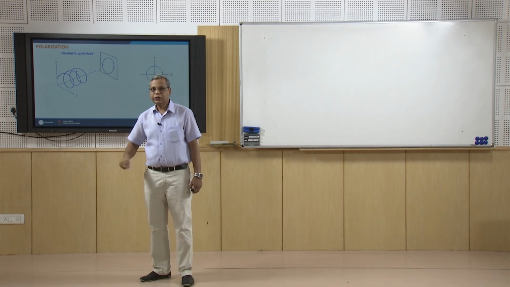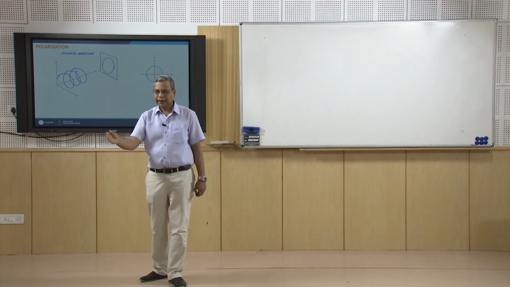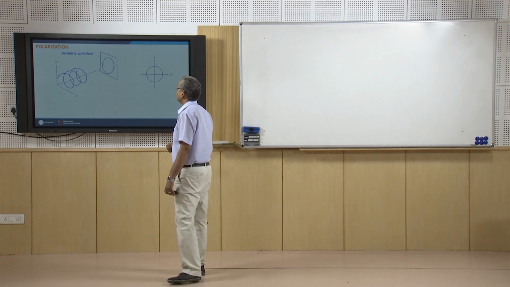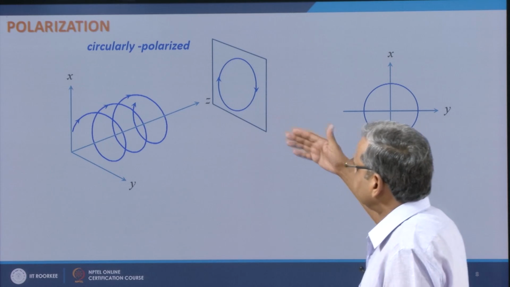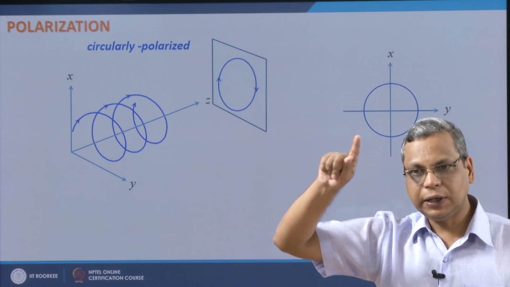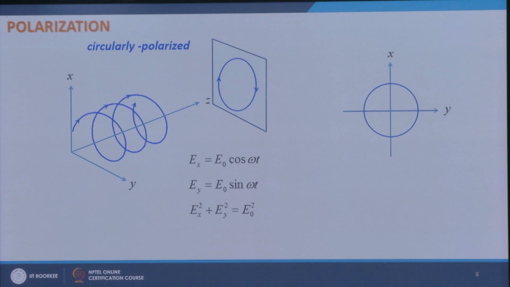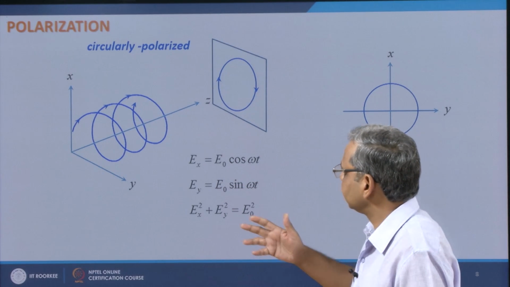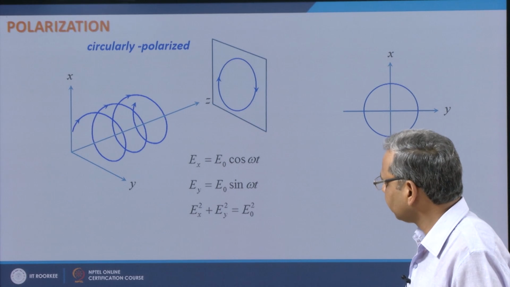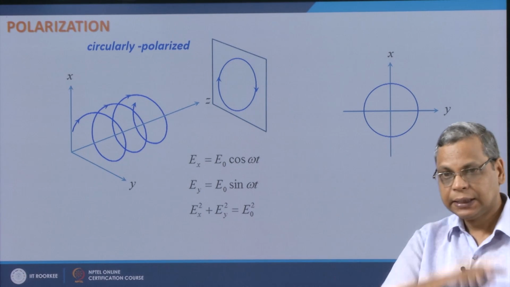I have another possibility. I can shake the string like this. Again, the movement of my hand is confined to xy plane, and I am shaking the string like this, and I generate a wave like this. Then it is known as circularly polarized light. So, if I trace the variation of the tip of electric field vector on a transverse plane, it will go like this. So, how can I represent it? Since it is a circle, intuitively I can say that if Ex is equal to E0 cosine omega t, then Ey should be E0 sin omega t, so that Ex square plus Ey square gives me E0 square, which is the equation of a circle.